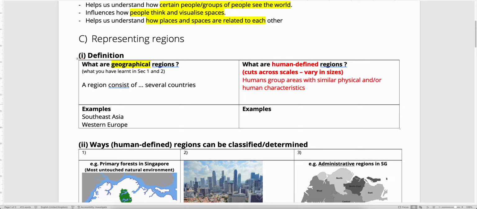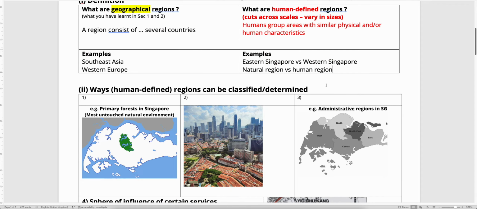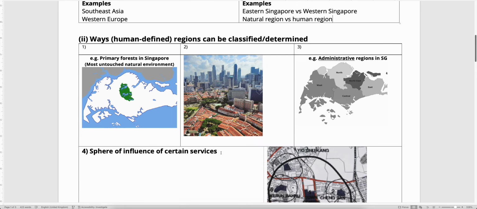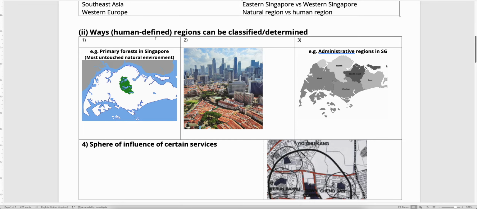Okay, so examples. Some of you may think of, for example, Eastern Singapore versus Western Singapore, East versus West, you know, which is the better place in Singapore. Some people may actually look at natural regions versus human regions in Singapore. So let's try within Singapore, or within a small scale. How do you think these regions are defined?